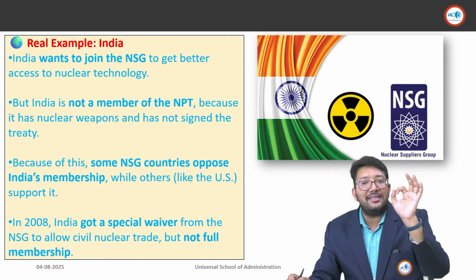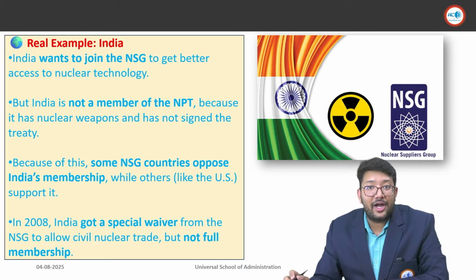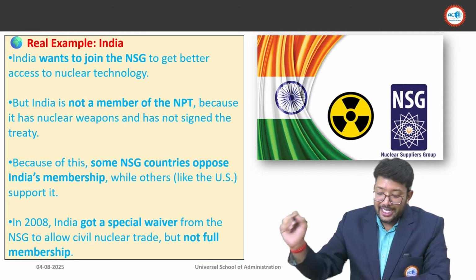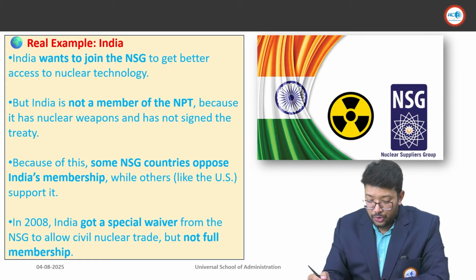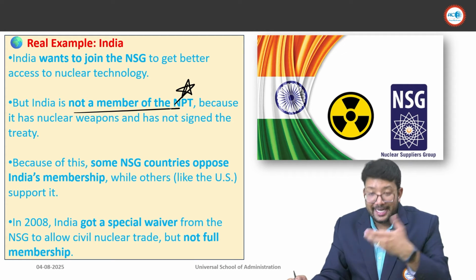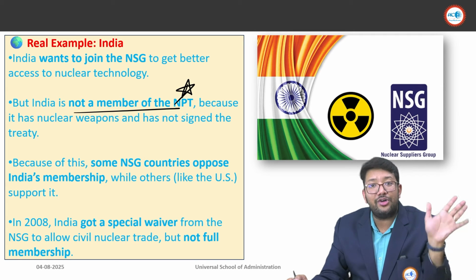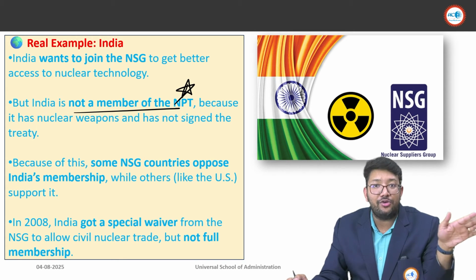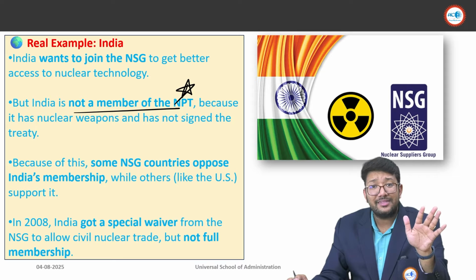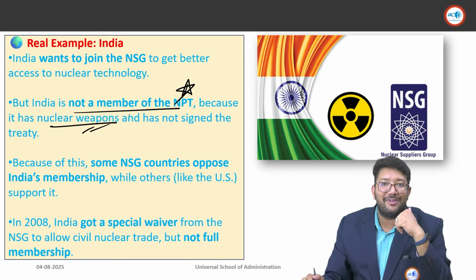The real example is India. India is the real example that NPT is not required to enter into the NSG. India wants to join the NSG to get better access to nuclear technology. But India is not a member of the NPT because it has nuclear weapons. NPT means you have to destroy your nuclear weapons, or you cannot build nuclear weapons anymore. That's why we have not signed the treaty, because we have nuclear weapons.